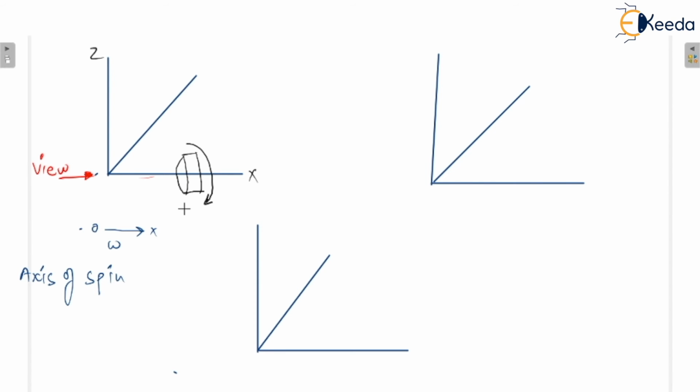So what would be the direction of angular velocity? This OX. This would be the direction of angular velocity. Okay, I hope you will understand. So OX would be the axis of spin. And what is the plane of spin? There will be a plane also. The plane of spin would be YZ. Okay, this is Y and this is Z. This would be the plane of spin.